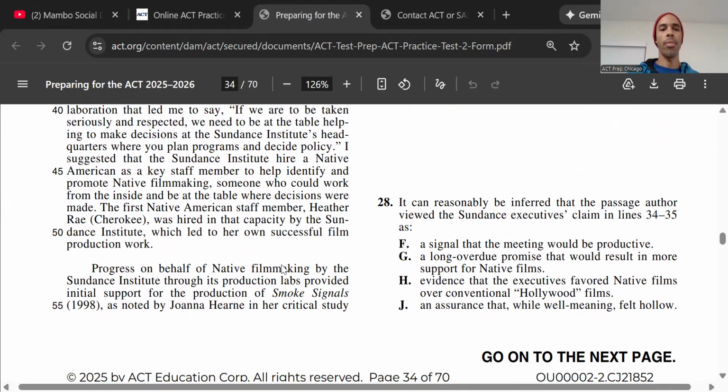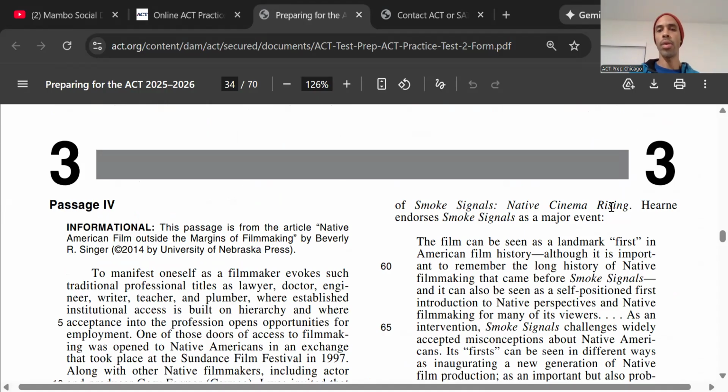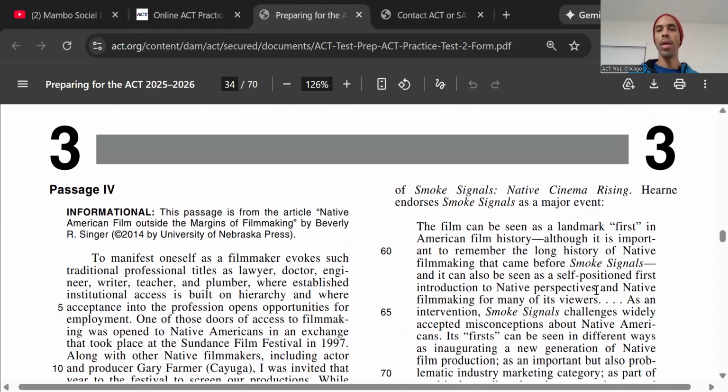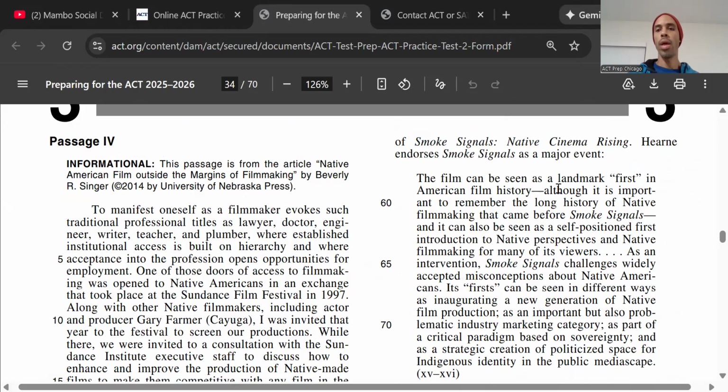Progress on behalf of Native filmmaking by the Sundance Institute through its production labs provided initial support for the production of Smoke Signals. As noted by Joanne Hearn in her critical study of Smoke Signals, Natives in the Horizon, Hearn endorses Smoke Signals as a major event. The film can be seen as a landmark first in American film history, although it is important to remember the long history of Native filmmaking that came before Smoke Signals, and it can also be seen as a self-positioned first introduction to Native perspectives in Native filmmaking for many of its viewers.